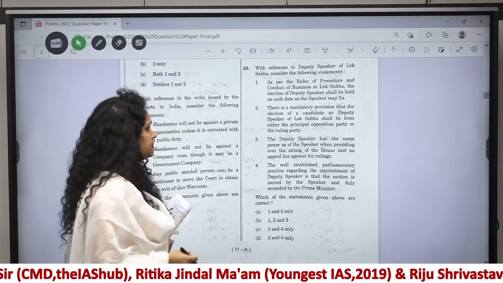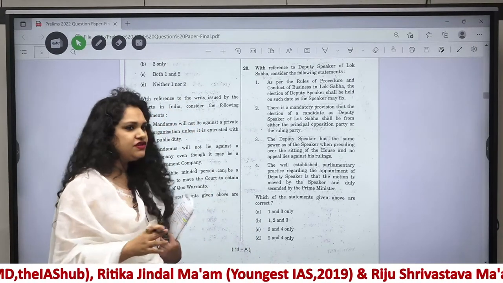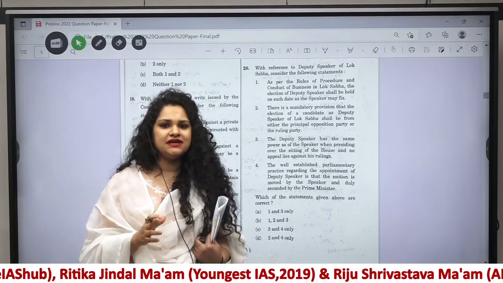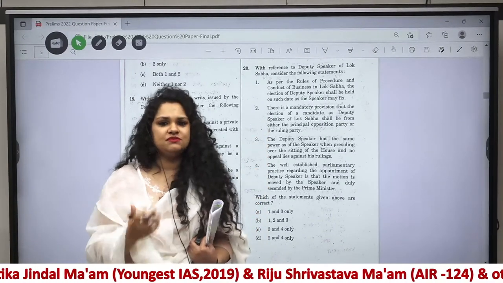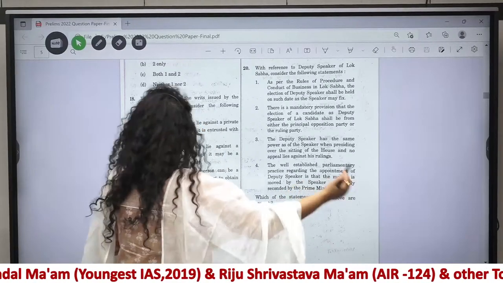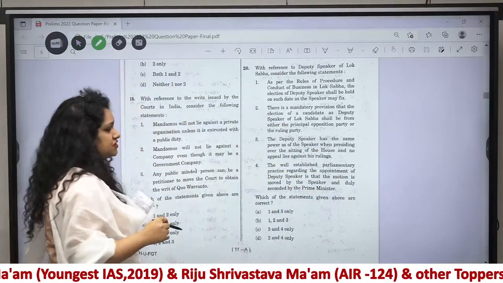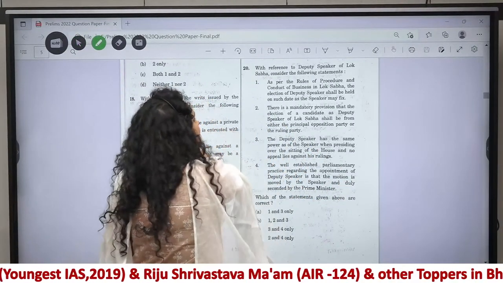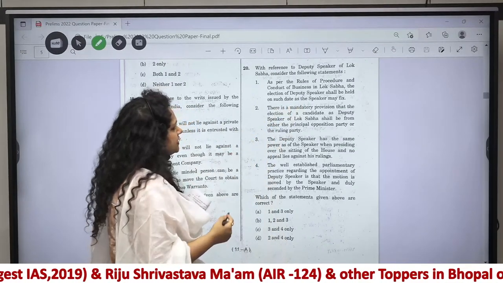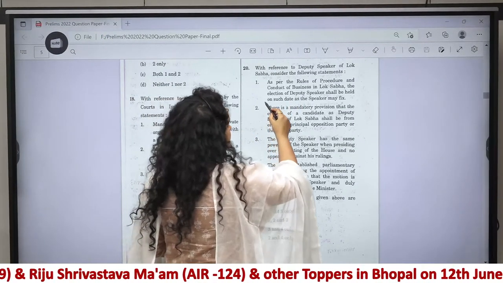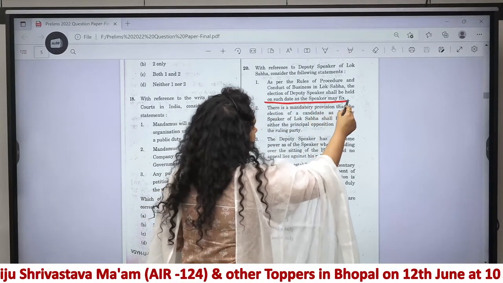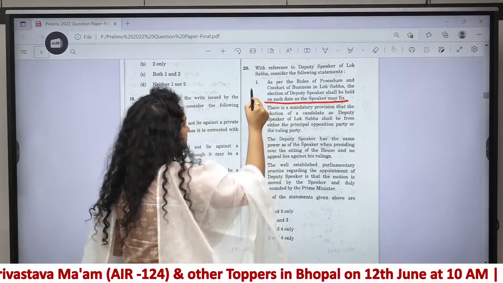So deputy speaker was also there. Now even if you don't know much about deputy speaker, I'm sure you must have gone through the options to start eliminating, and that's the only way to go about it. Let's try it with elimination and see where we go. As per the rules of procedures and conduct, the election of the deputy speaker shall be held on such date as the speaker may fix. Assuming that we don't know it, we'll park it.